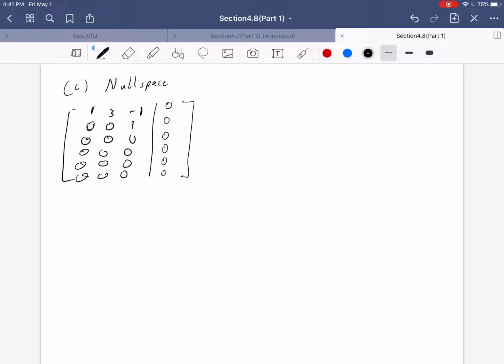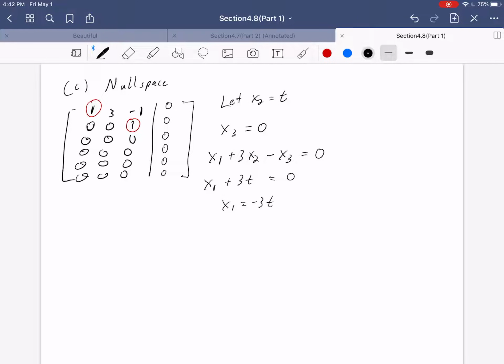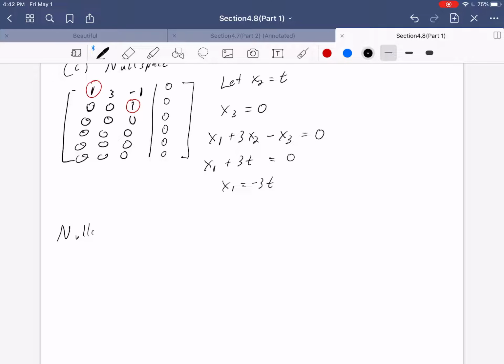So do keep in mind here, we want to avoid parameterizing these guys. So what we would do is we'd let x2 be equal to, say, t. Then we would learn that x3 needs to be 0, and we'd learn that x1 plus 3x2 minus x3 needs to be 0, which would tell us x1 plus 3t needs to be 0, and x1 needs to be negative 3t. So this would tell us that the null space of A would be all the vectors that would look like (-3t, t, 0).